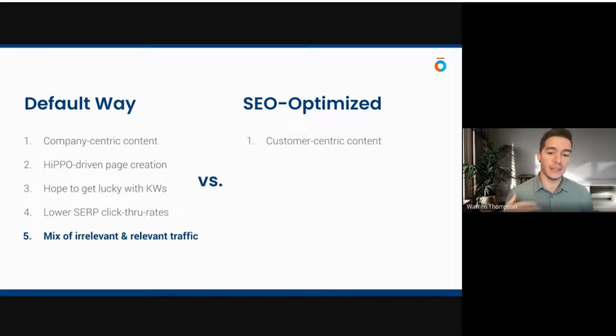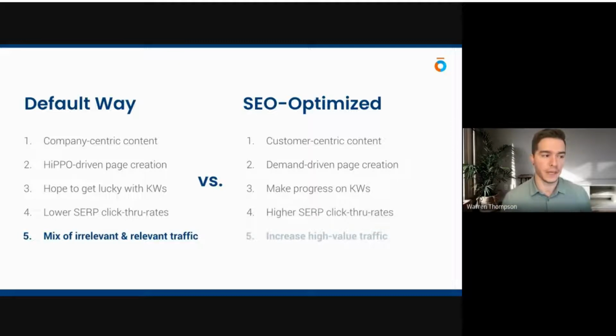So the SEO optimized way that we're going to be talking about today is to create customer-centric content based on what people are searching. So it's demand-driven page creation. And then you're going to make progress on those keywords because you're creating a page for that search. You're going to get a higher search engine click-through rate, and you're going to increase your high-value traffic. That high-value traffic is people that are more likely to be your actual ideal customer.